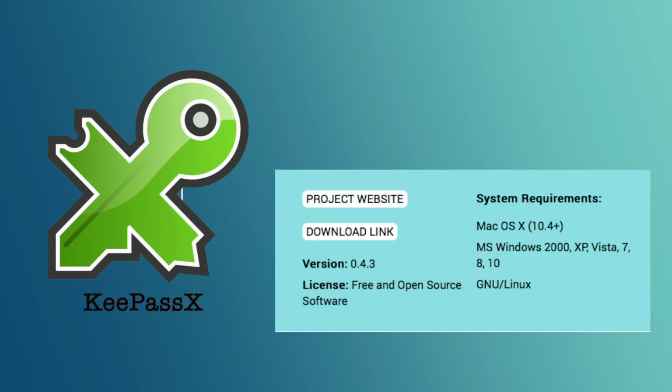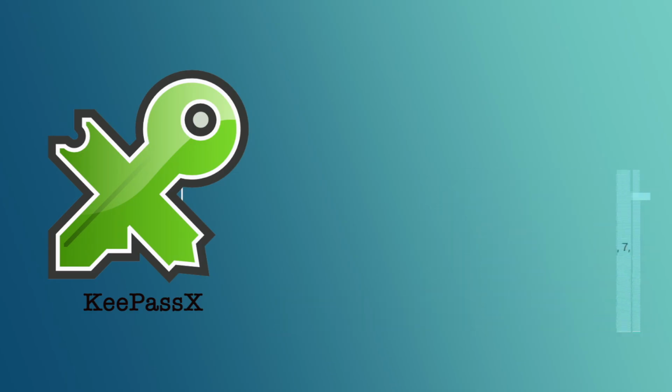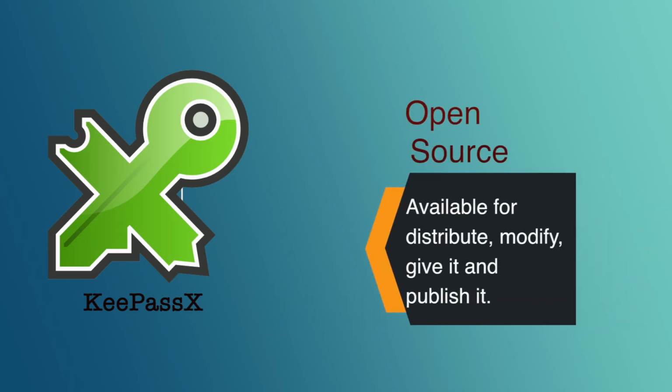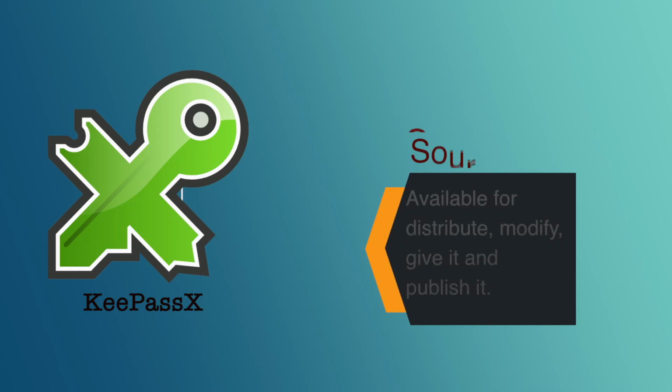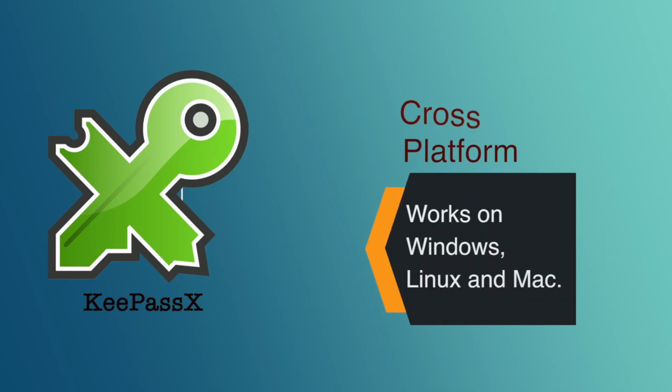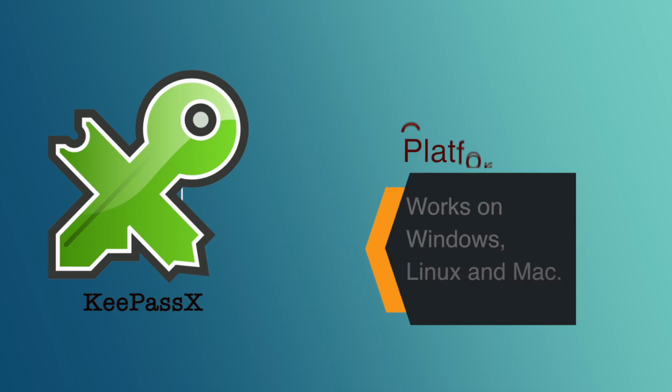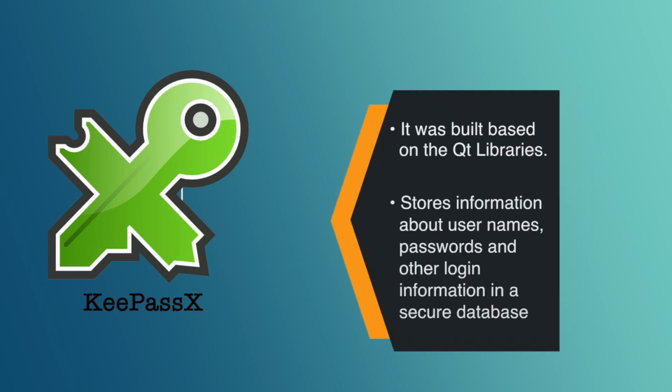The first in the line that we would like to discuss as a password manager is KeePassX. It is an open source software which is also cross-platform and a very lightweight password management application. It is published under the terms of the GNU General Public License, which means that you can use it for free and distribute it. When I say open source, the source code is available for you to distribute, modify and publish. When I say this is cross-platform software, that means it works on Windows, it works on Linux, and it also works on Mac. It was built on the Qt libraries.